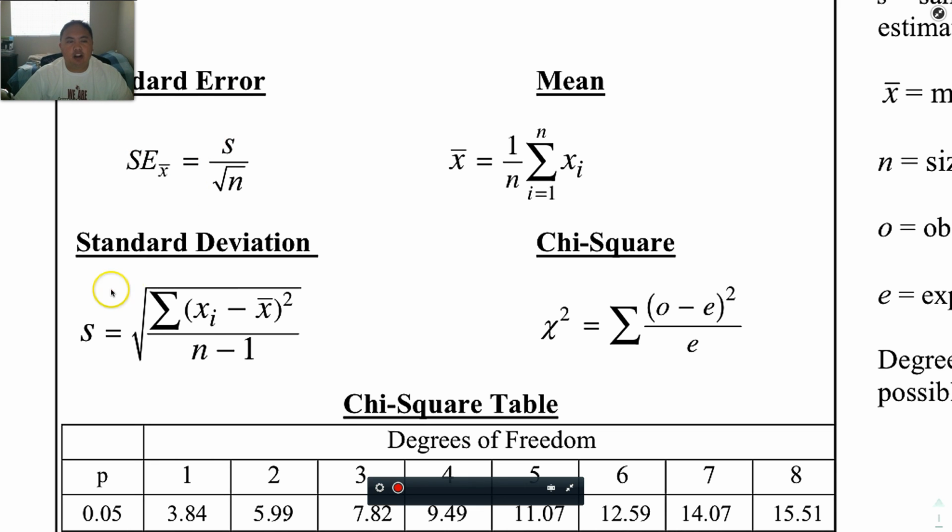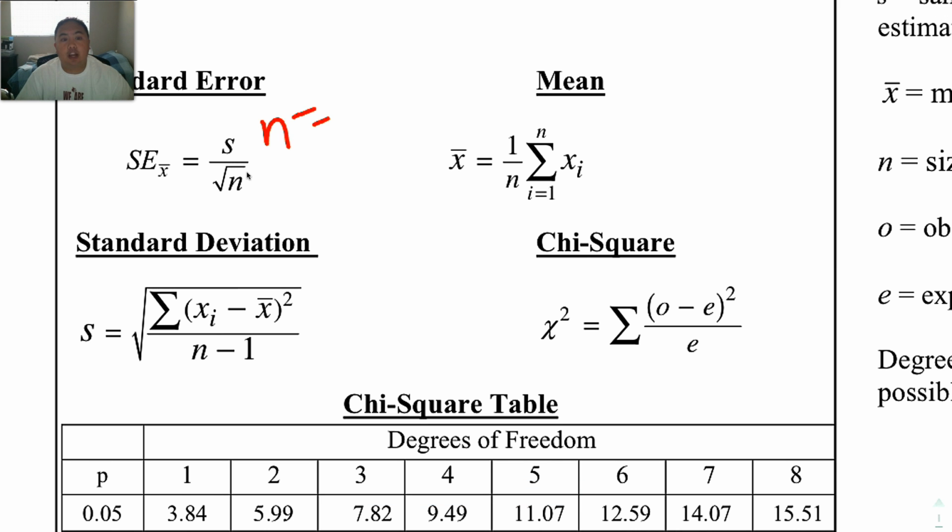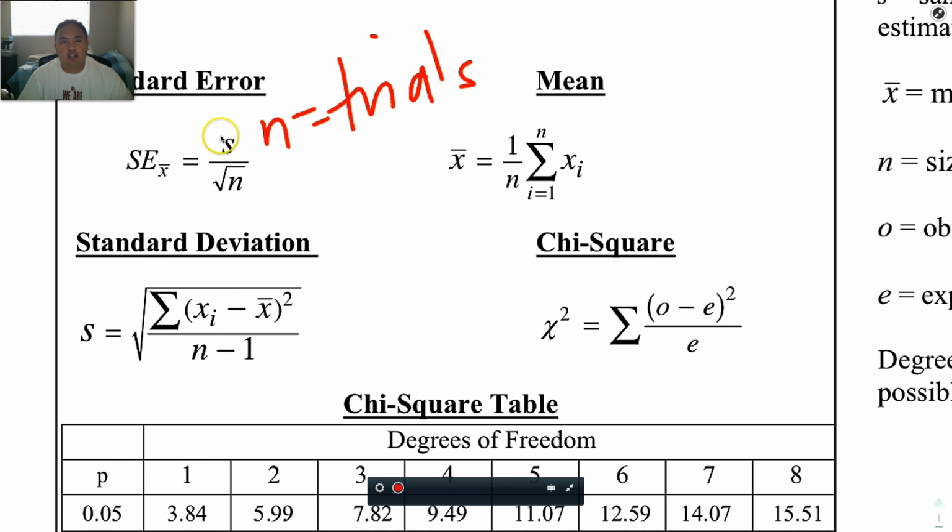To find the standard error, you get the standard deviation, which is here, and divide it by the square root of n. N represents how many trials that you run. So for example, if you did your experiment 3 times, or 4 times, or 5 times, you calculate the standard deviation and divide by the square root of n.